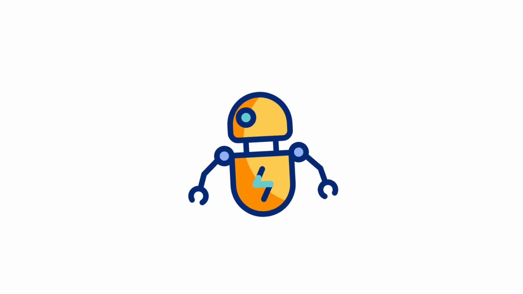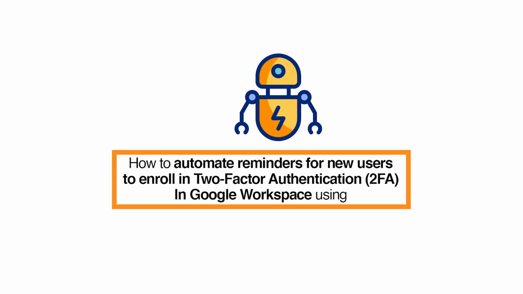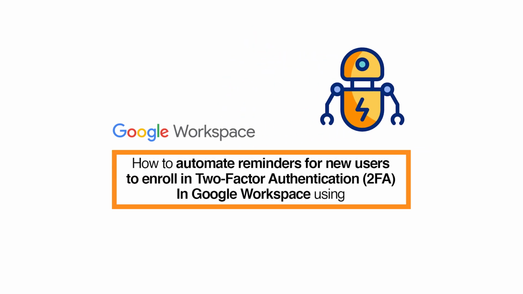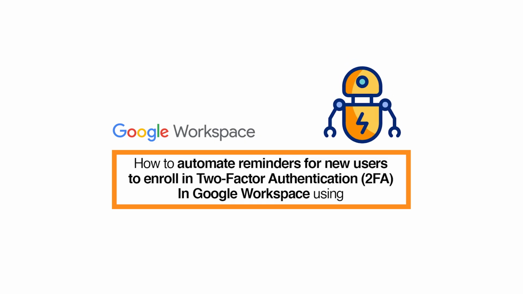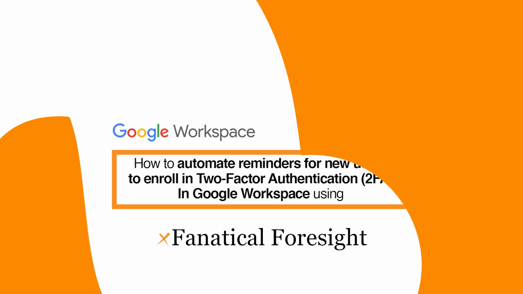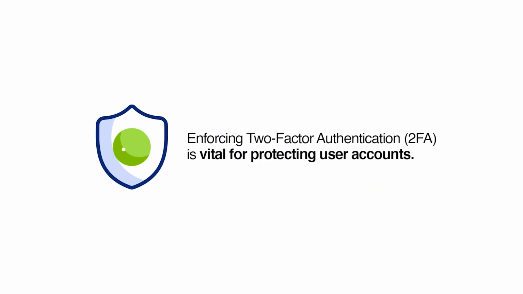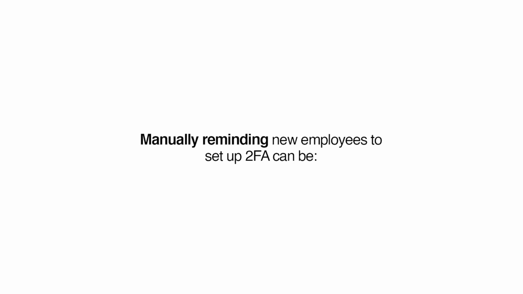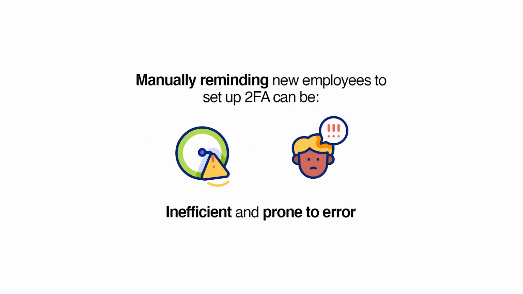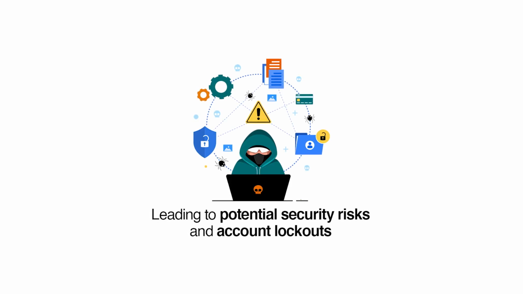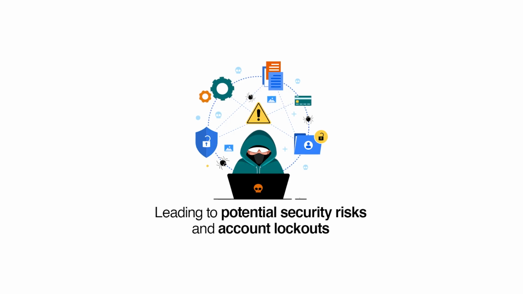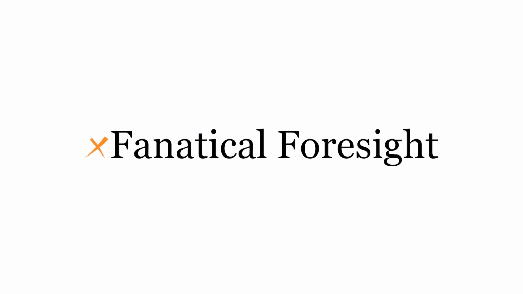Hi there, in this video, you will learn about how to automate reminders for new users to enroll in two-factor authentication in Google Workspace using xFanatical Foresight. As security threats grow, enforcing two-factor authentication is vital for protecting user accounts. Manually reminding new employees to set up 2FA can be inefficient and prone to error, leading to potential security risks and account lockouts. That's where xFanatical Foresight comes in.